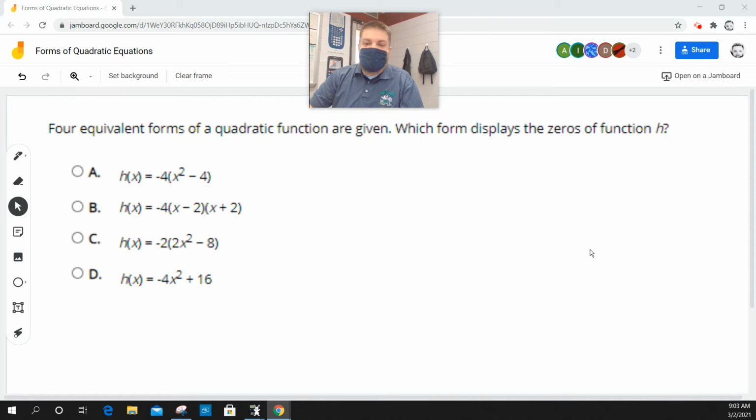But anyways, it's B. The reason that it's B is it's in what we call prime factorization. It's in the factored form. So because it's in the factored form, very easily we can set this equal to 0 and find. By the way, what do you guys think the zeros are?